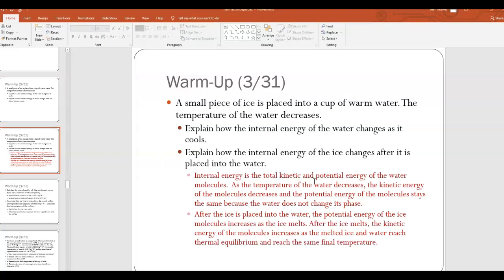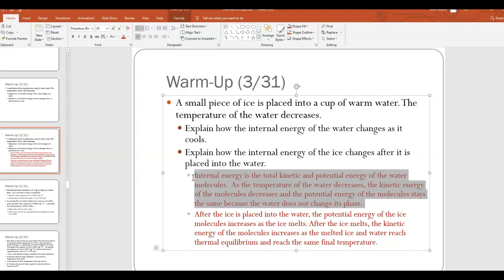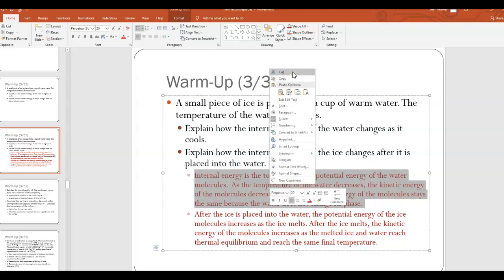Internal energy is the total kinetic and potential energy of the water molecules. As the temperature of the water decreases, the kinetic energy of the molecules decreases, and the potential energy of the molecules stays the same because the water does not change its phase. Okay, so that's my answer for the first one. For the second one, after the ice is placed in the water, the potential energy of the ice molecules increases as the ice melts. After the ice melts, the kinetic energy of the molecules increases as the melted ice and water reach thermal equilibrium and reach the same final temperature. Okay, so I believe that these two combine to fully answer the question.